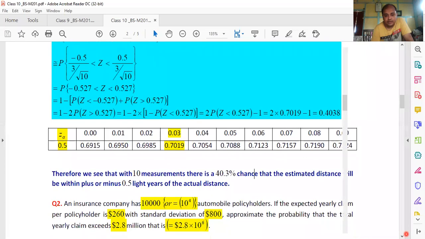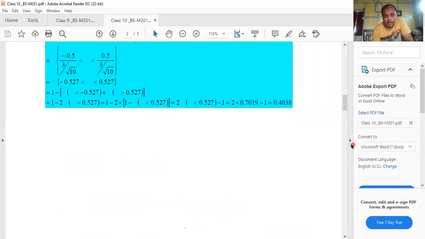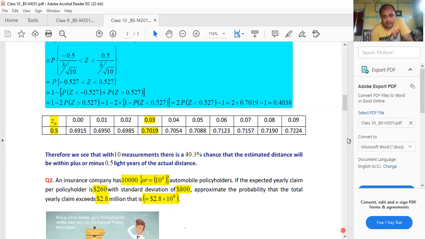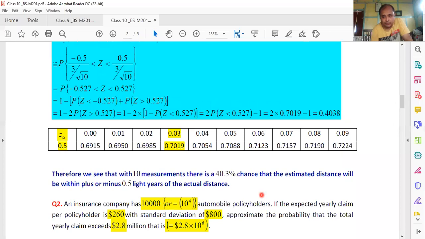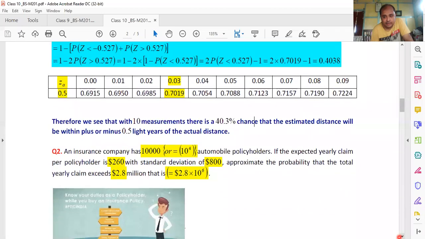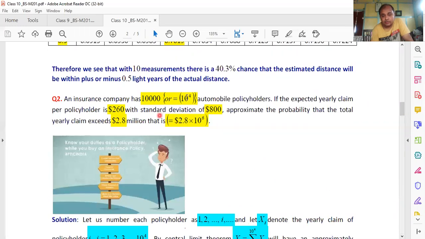I have shown here another example. I would like to tell you that in this problem, if you read it, you'll find that the central limit theorem will be used. In the previous problem, the astronomer's problem, the central limit theorem has not been used. So question number 2 is a problem of the central limit theorem, and question number 1 is a problem of sampling distribution only.